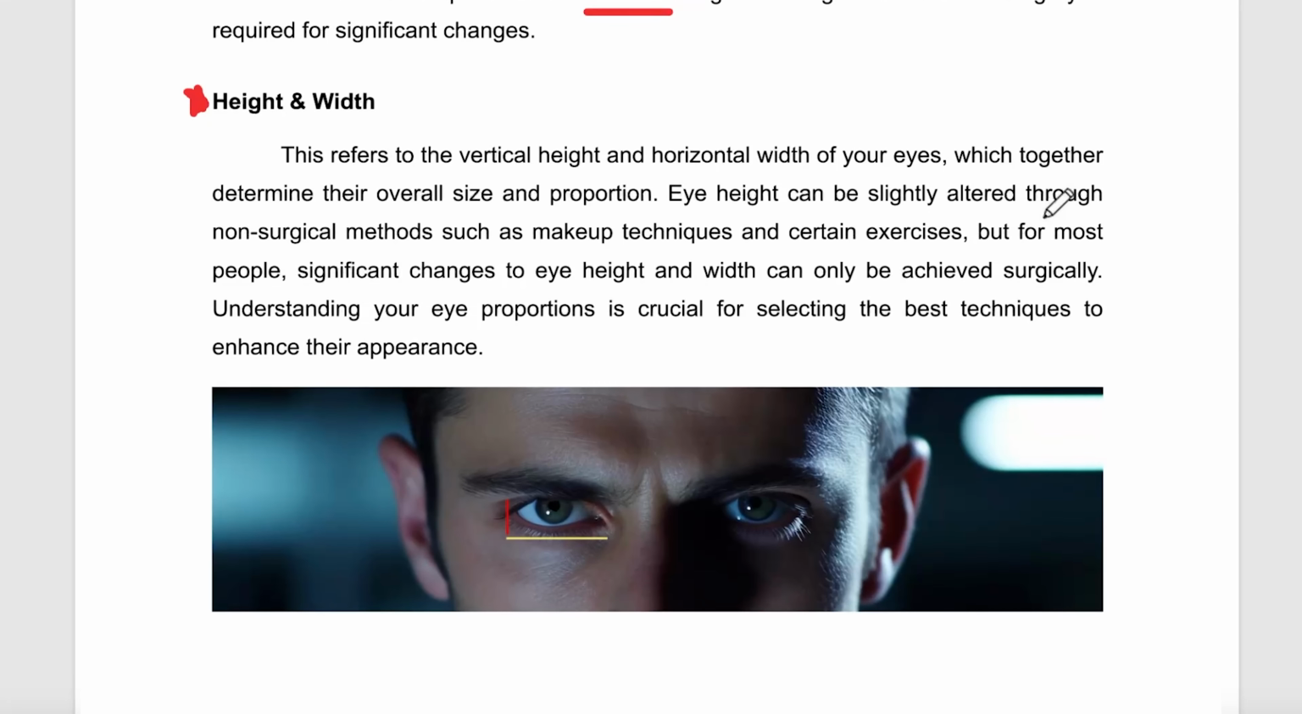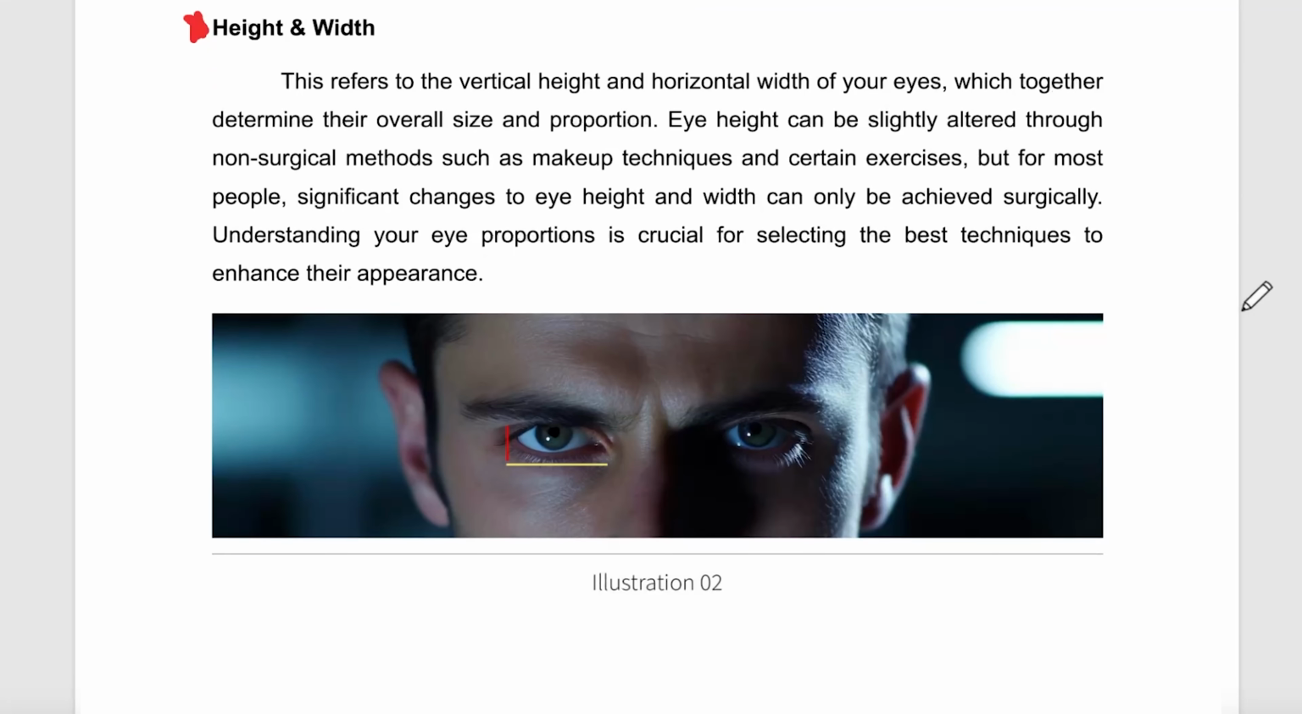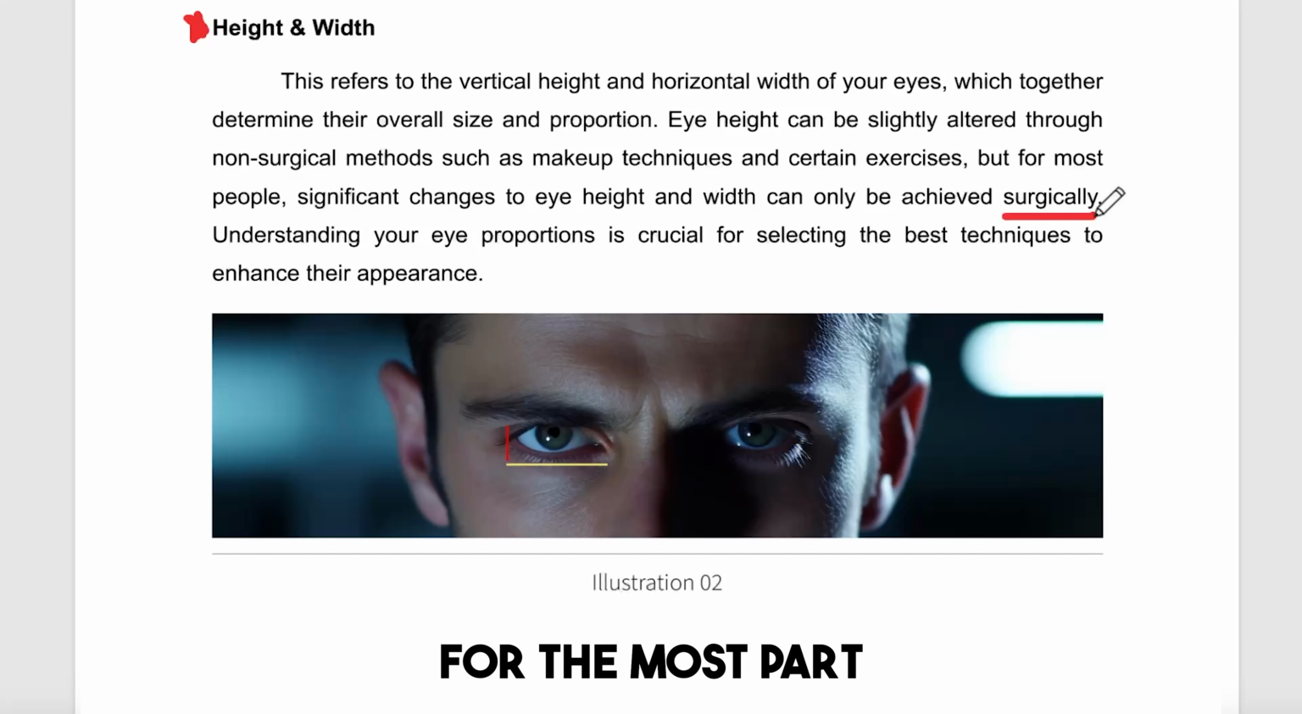This refers to the vertical and the horizontal width of your eyes, which together will determine your overall size and proportion. Eye height can be slightly altered through non-surgical methods such as makeup techniques and certain exercises, but for the most part, significant changes to your eye height and width can only be achieved surgically, right? This is going to be for the most part. If you have any issue with these, you can tweak them a little bit with makeup and these little illusions, but it's not enough, okay?